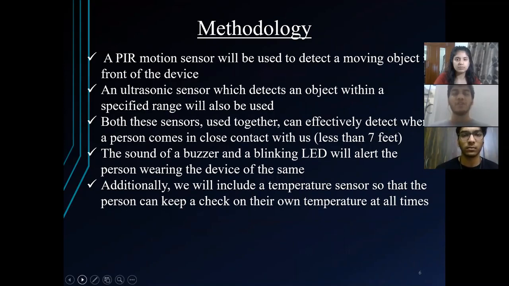The methodology for the project is that the PIR motion sensor will be used to detect a moving object in front of the device. An ultrasonic sensor, which detects an object within a specified range, will also be used. Both these sensors combined can effectively detect when a person comes in close contact with us, that is, less than 7 feet. The sound of a buzzer and the blinking LED will then alert the person wearing the device that another person has breached the safety limit and that he should move away. Additionally, we can include a temperature sensor so that the person wearing the device can also keep a check of their own temperature at all times.